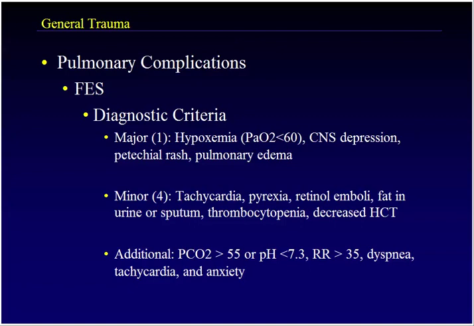There actually are four major criteria which you see listed here, the three I mentioned plus pulmonary edema, and then four minor criteria: tachycardia, pyrexia, retinal emboli, and thrombocytopenia. Additional things that can support the diagnosis include a PCO2 in a blood gas greater than 55, or significant acidosis with a pH less than 7.3, tachypnea, dyspnea, tachycardia, and anxiety. All those things can corroborate the diagnosis.